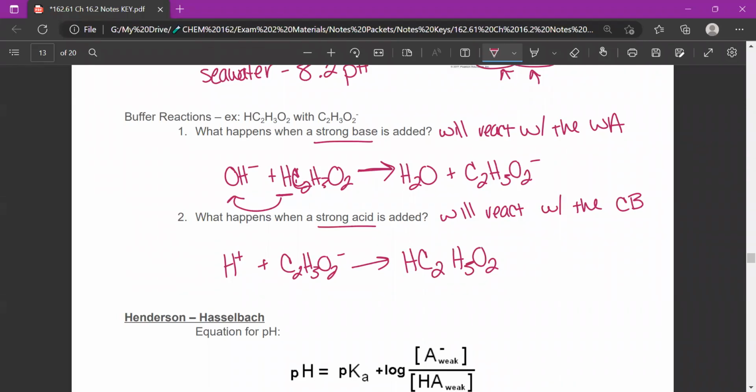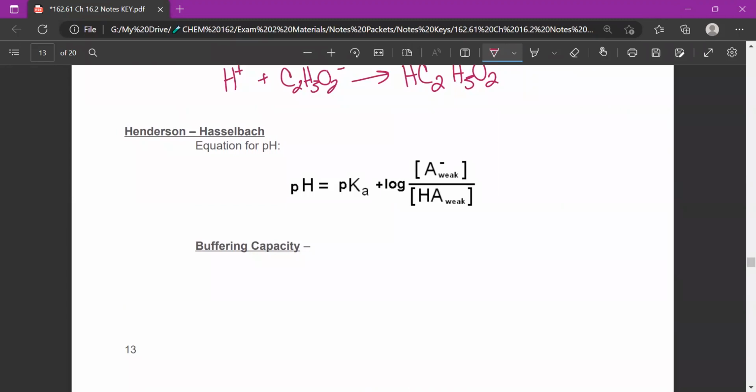Okay, so how do we calculate the pH for these buffered situations? We actually have a nice, pretty equation for this. It's called the Henderson-Hasselbalch equation. It is one that you will be given. You do not have to memorize this, though honestly, you're probably going to have it memorized by the time we're done. This is the Henderson-Hasselbalch equation.